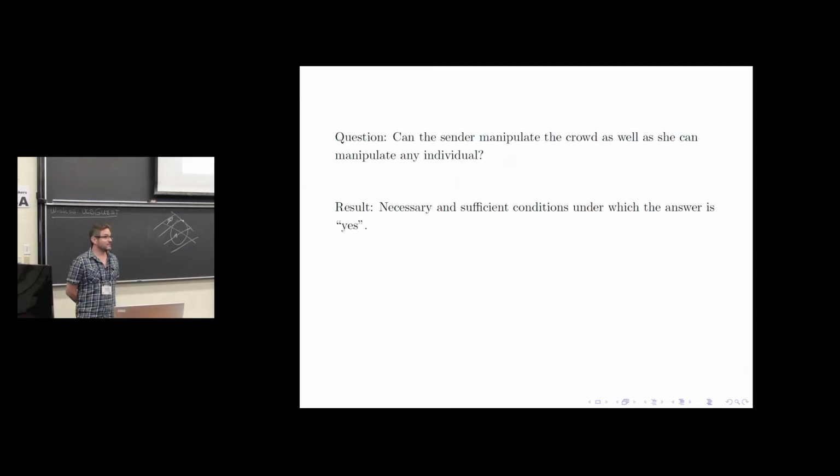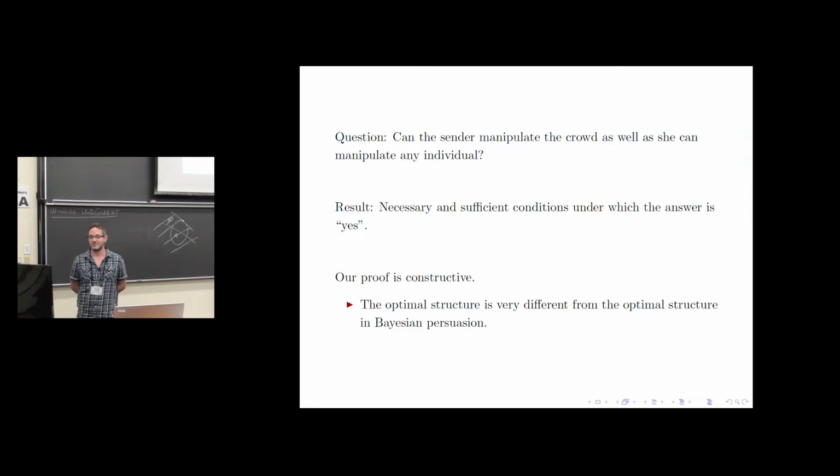Our main result is a necessary and sufficient condition under which the answer is yes, which I'll show you some intuition for today. Our proof for the sufficiency is constructive. It's kind of interesting that the optimal structure here is very different from the standard optimal structures that you get in traditional Bayesian persuasion.